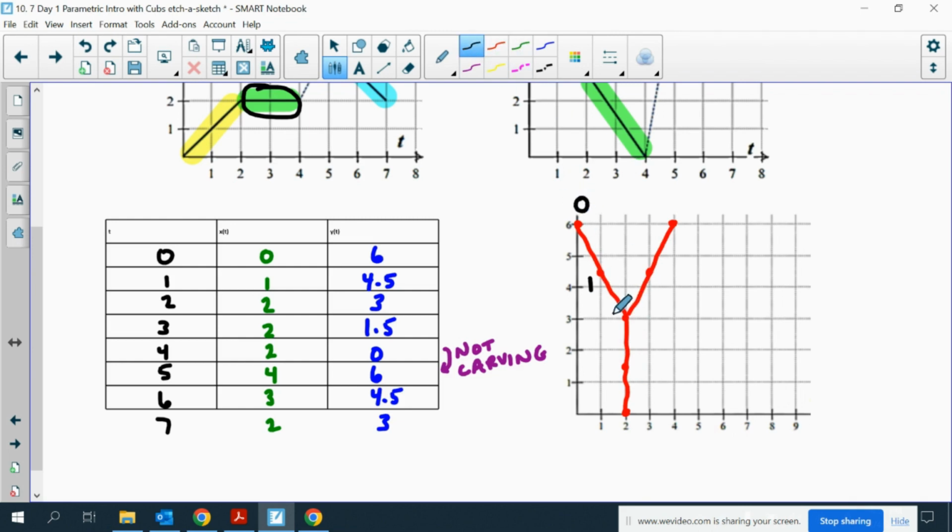So we're at 0 seconds, 1 second, 2 seconds, 3 seconds, 4 seconds. There's no carving between 4 and 5. And then 6 and 7. Notice that at the second and the 7th second, the carver is at the exact same spot.